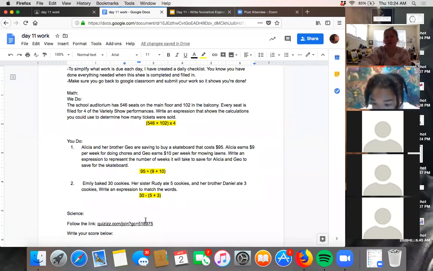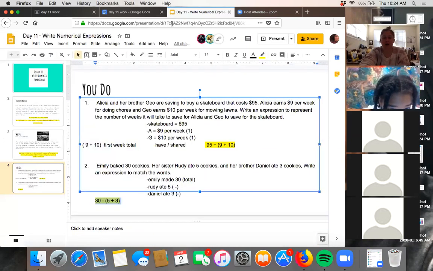For my couple people who came in a few minutes late, the we do question about the auditorium and seats is highlighted here and in the PowerPoint. And the 2 you do answers are highlighted here in the day 11 work and in your PowerPoint. So if you need to go back and look at them, I added them to the PowerPoint so the answers will be there for you, along with my ink thinking notes. Okay. Any questions on the math problems?